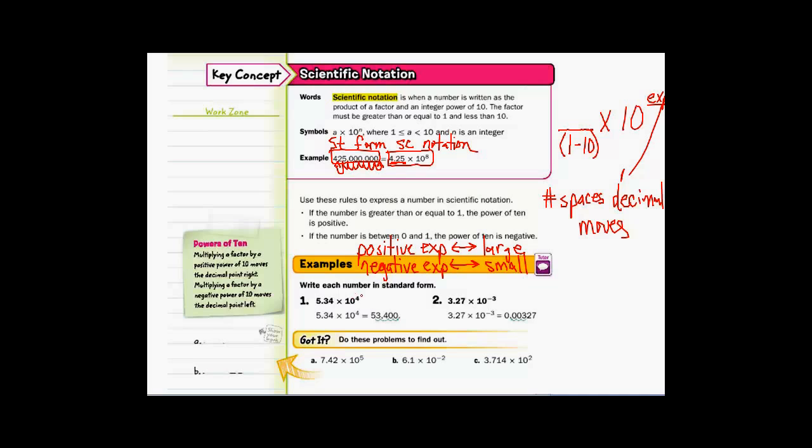This is a positive exponent. We need to make this a very large number. Well, if I move the decimal point this way, you're making a very teeny tiny decimal, so that's the wrong way. I need to move it to the right 4 times. 1, 2, 3, 4. Add zeros in my empty space.